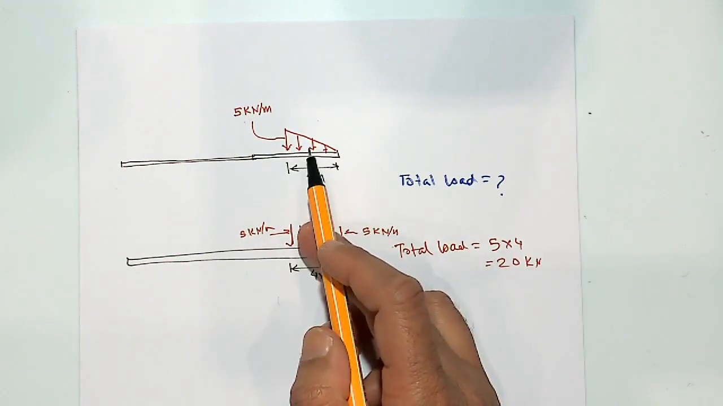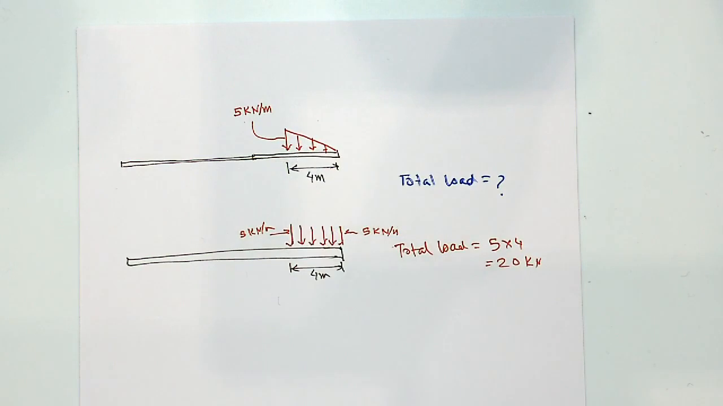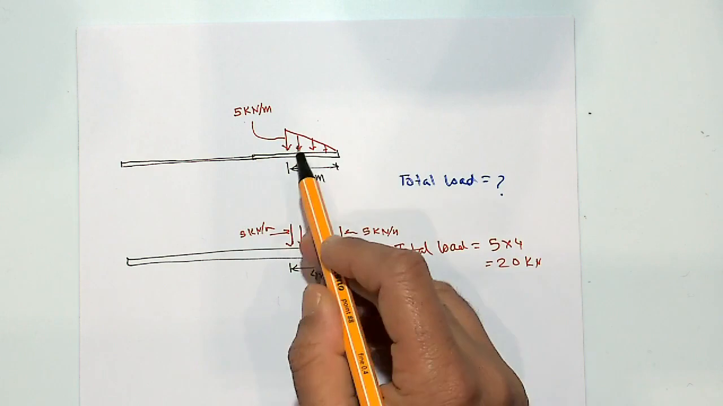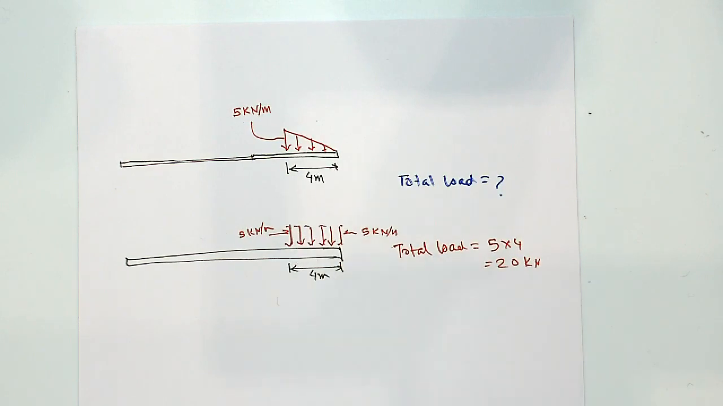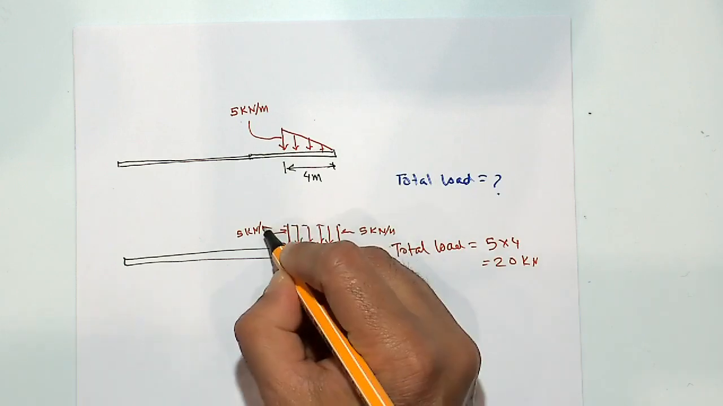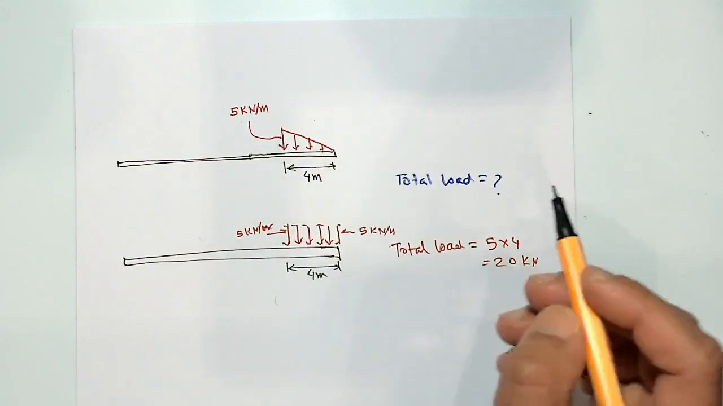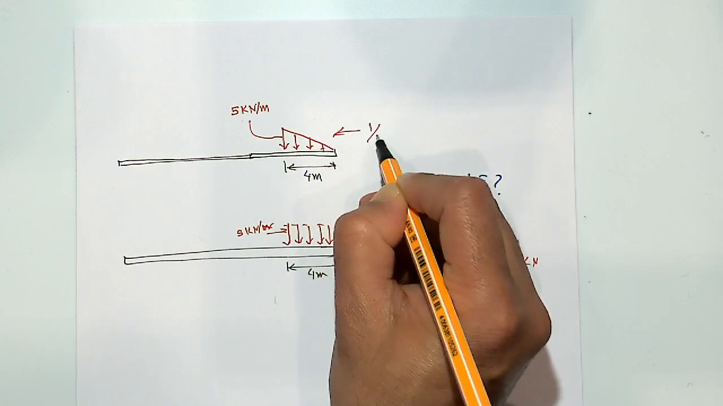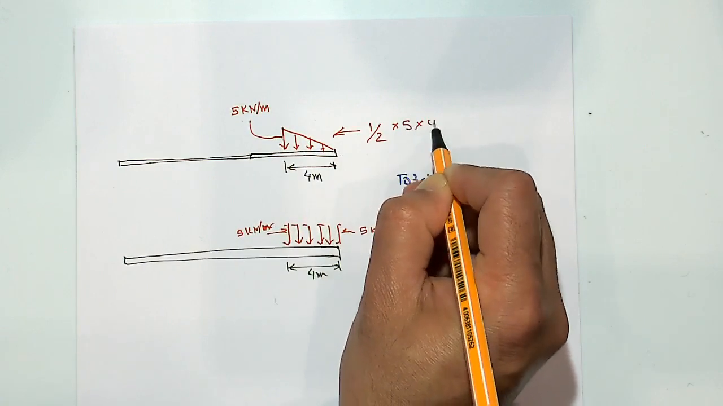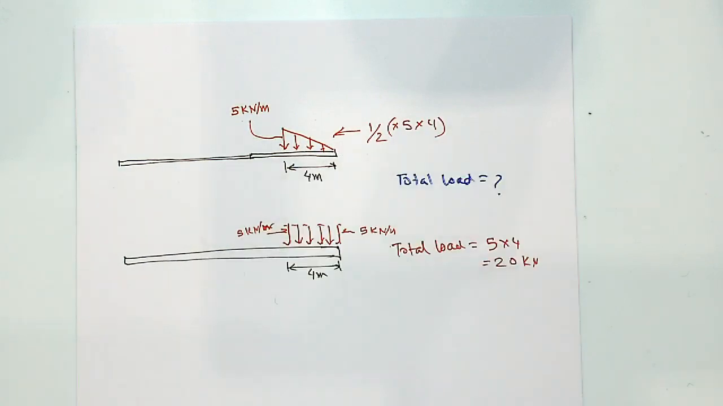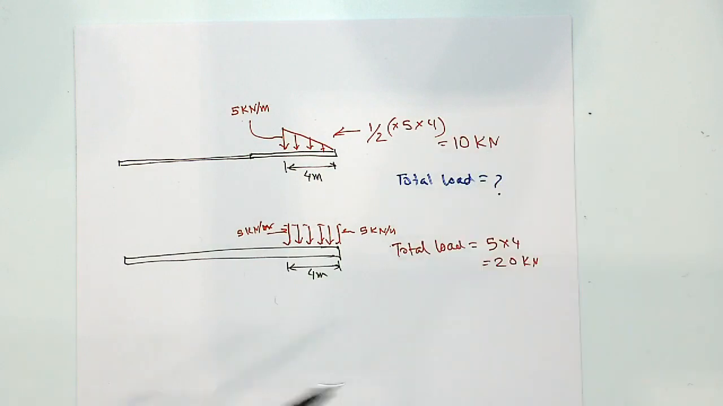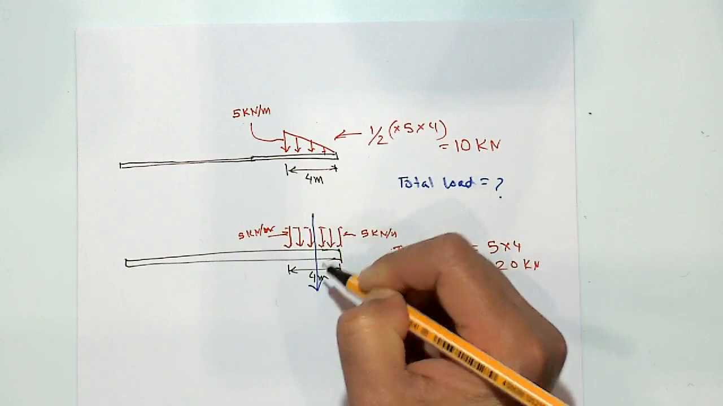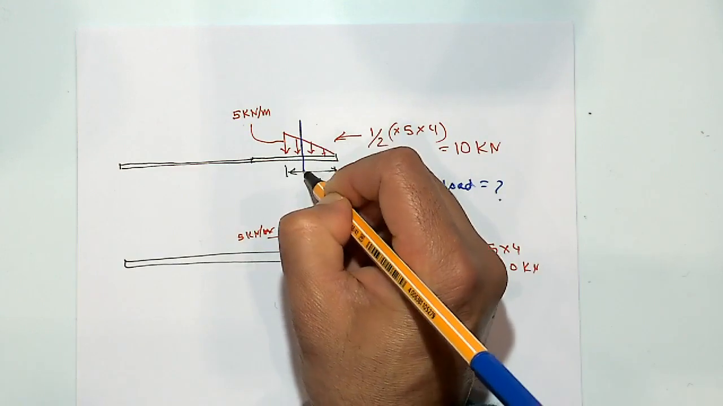So this cannot be 20 kilonewton because one side is 0. So this would be half of that, because imagine this is sort of a full load in that way, 5 kilonewton per meter. Here it is only 5 kilonewton per meter here. So this would be half of 5 times 4, or in other words, the area of the triangle. So that is 10 kilonewton. And this load will act in its center. Similarly, this load will also act in the center of the triangle.